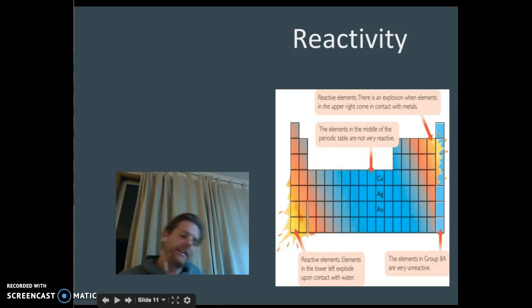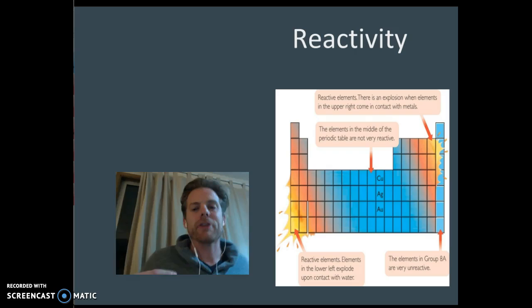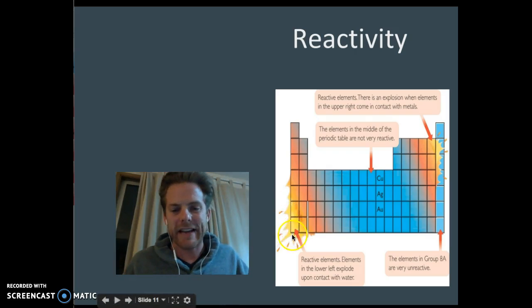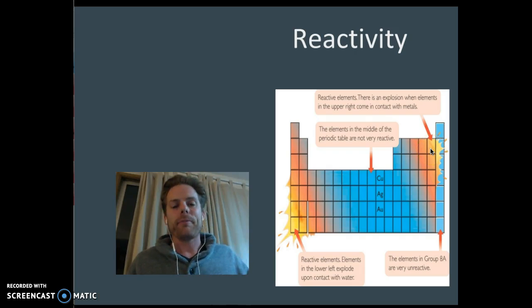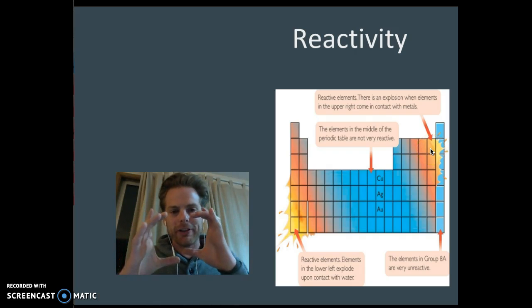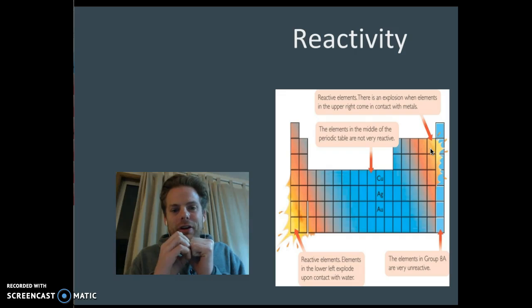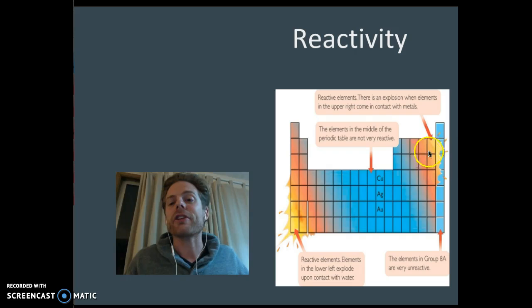Now we're going to talk about reactivity, the ability for these elements to react. We have these hot zones. Look at this, hot zone. Look at this, hot zone. These bad boys right here are so close to an octet. These elements are so thirsty. They want that electron, and they're going to get it. And so these are super, super reactive.